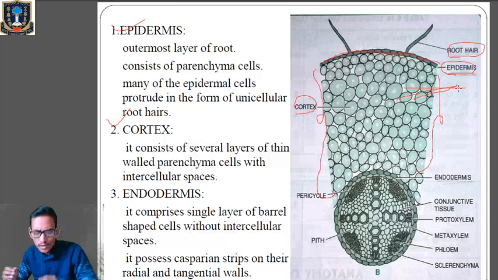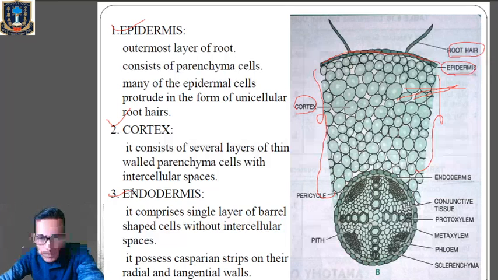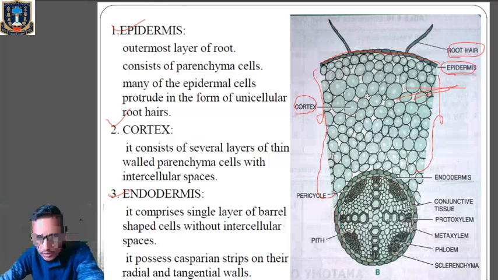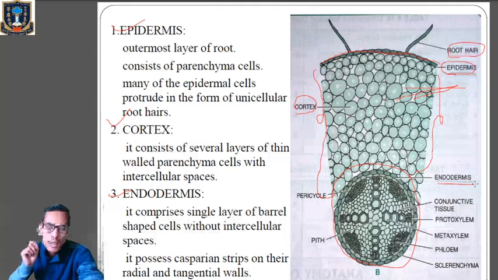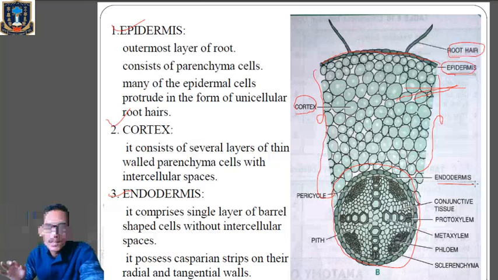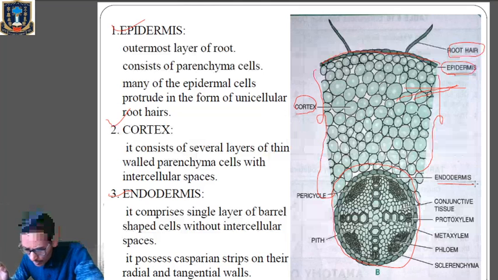Now next part we will talk about the endodermis. Endodermis is composed of a single layer of barrel shaped cells. Can you see over here this particular round cell? This particular cell is called endodermis. Clear? So don't be confused. This particular cell is the single layer of barrel shaped cells, and we don't see any intercellular spaces in endodermis. So endodermis is made up of a single layer of barrel shaped cells without any intercellular spaces.